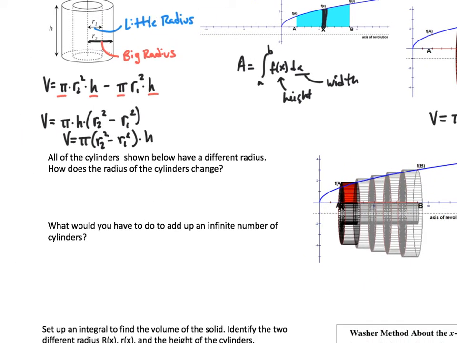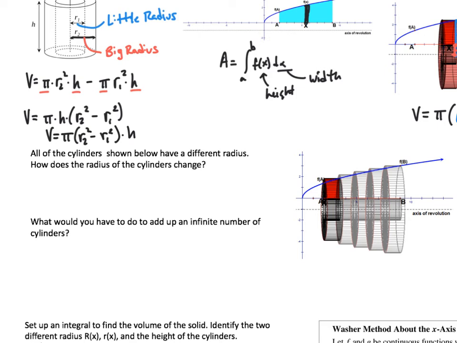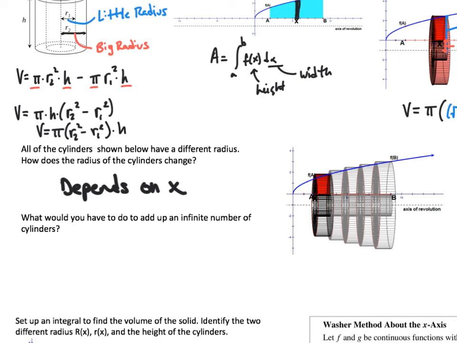If I stack a bunch of these washers on top of each other that go underneath that function, the radius of each of these changes. It depends on x. So what would you have to do to add up an infinite number of these cylinders? You would have to set up a definite integral.